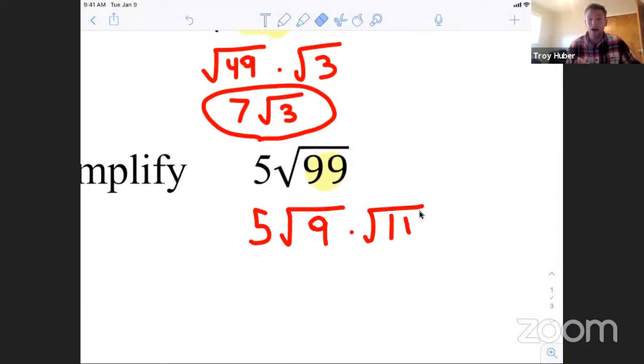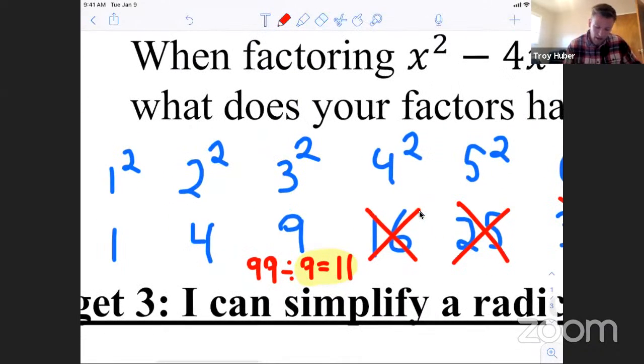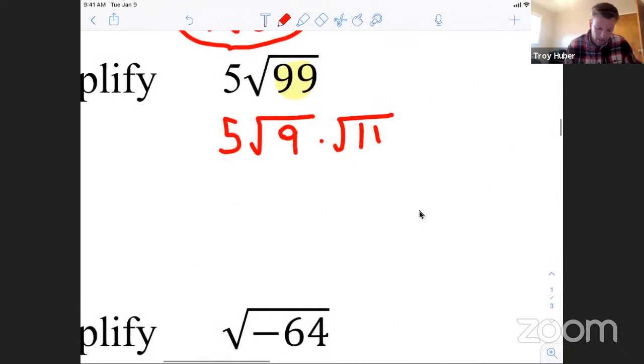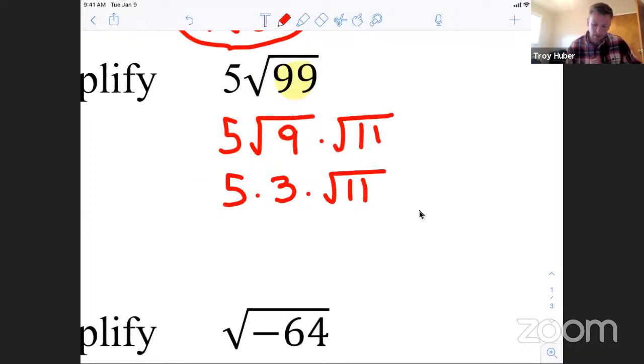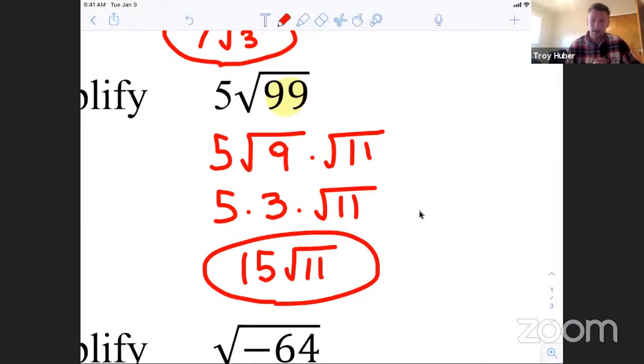All right, but now we can simplify this because we know what the square root of 9 is. The square root of 9 is 3. All right, so I'm just going to write 5 times 3 times square root 11. All right, but then we can actually do 5 times 3. 5 times 3, everybody knows that one, right? 5 times 3 is 15 times the square root of 11. And now we simplified that radical.